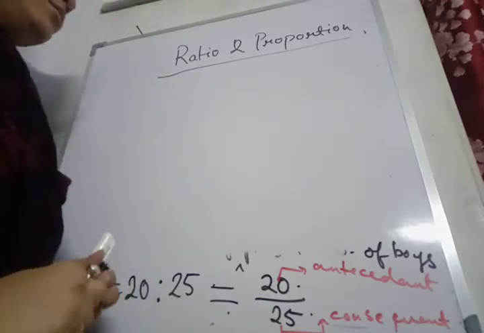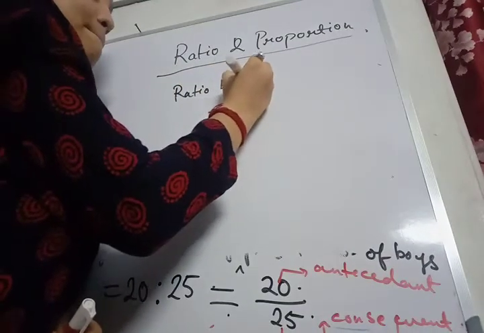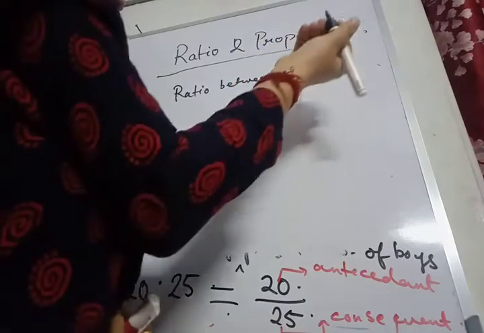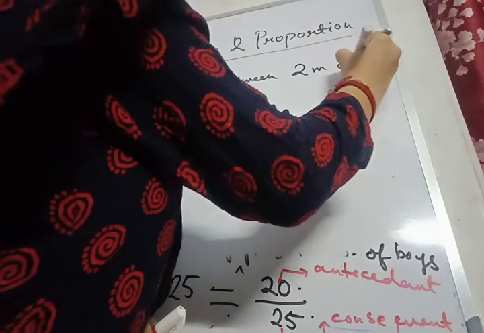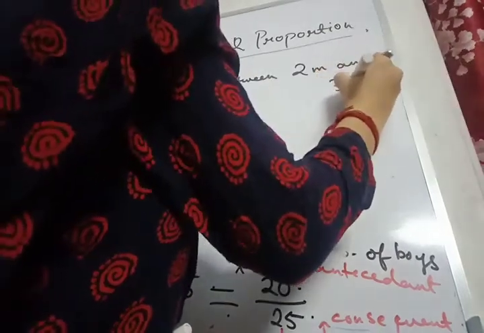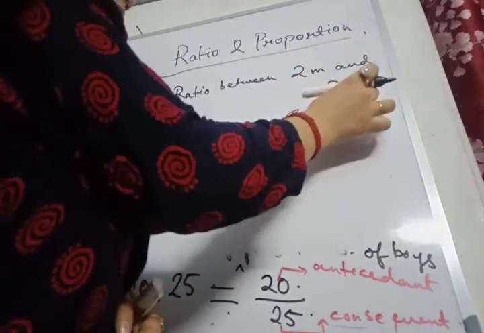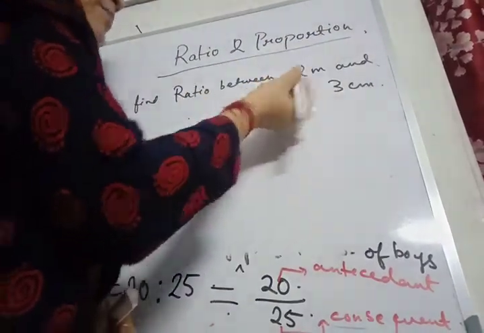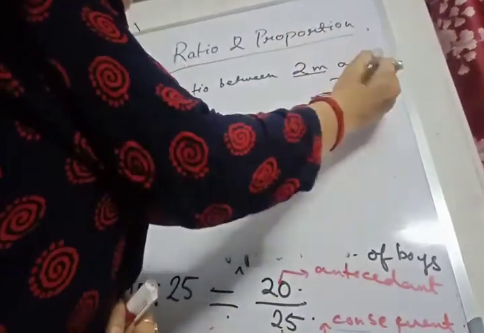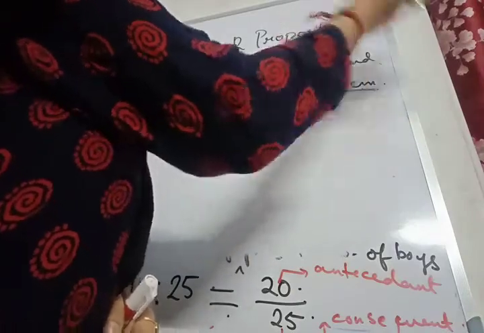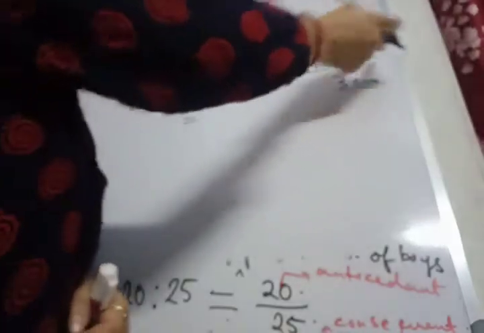Like, suppose if I say the ratio between 2 meter and 3 centimeter. If I tell you to find the ratio between 2 meter and 3 centimeter, it is possible. Why? Because 2 meter and 3 centimeter both represent length, they represent distance. You can easily convert centimeter to meter or meter to centimeter, and then we can find out the ratio.